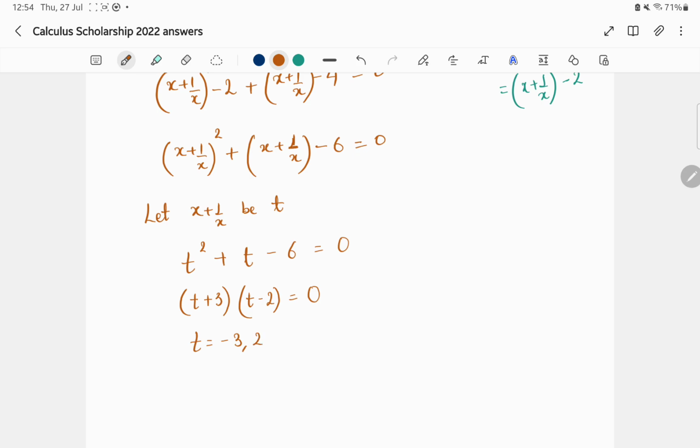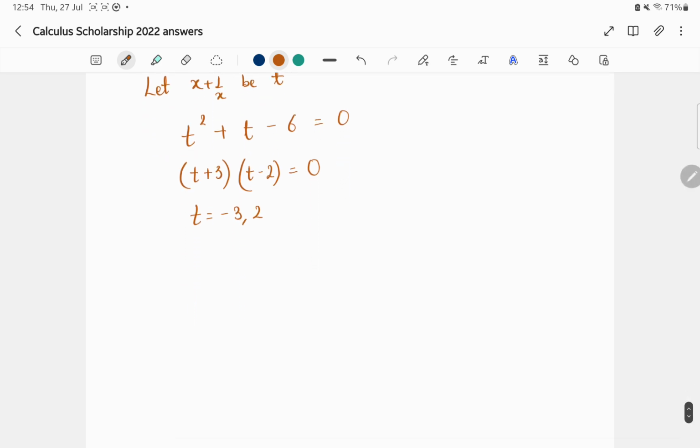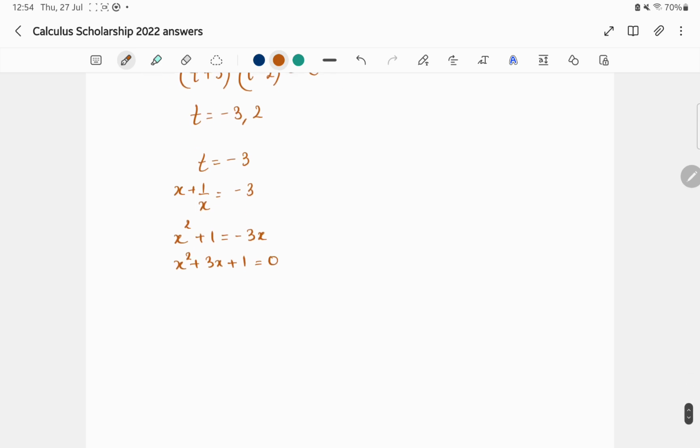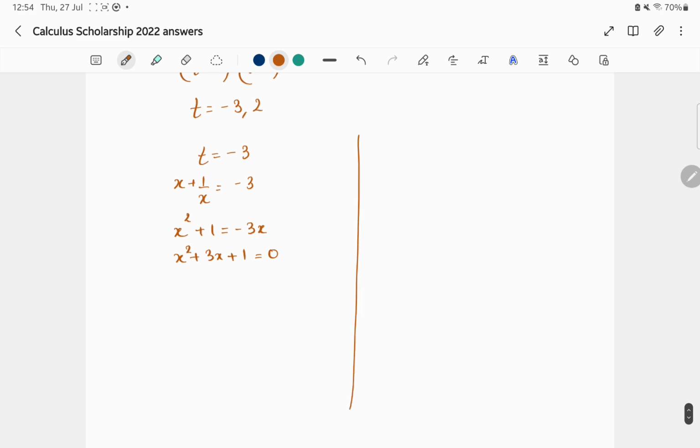Good. Now, if t is equal to minus 3, x plus 1 over x is equal to minus 3, right? So here, if we make that into an equation, we will get x squared plus 1 is equal to minus 3x. x squared plus 3x plus 1 is equal to 0. Right, so let's simplify that, and we'll do the same for t is equal to 2 on the other side as well.